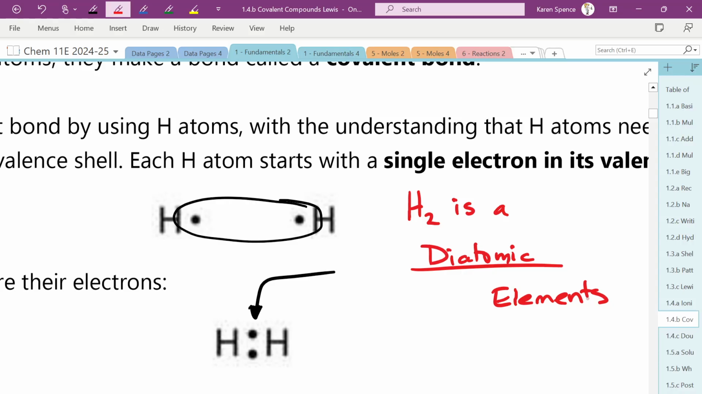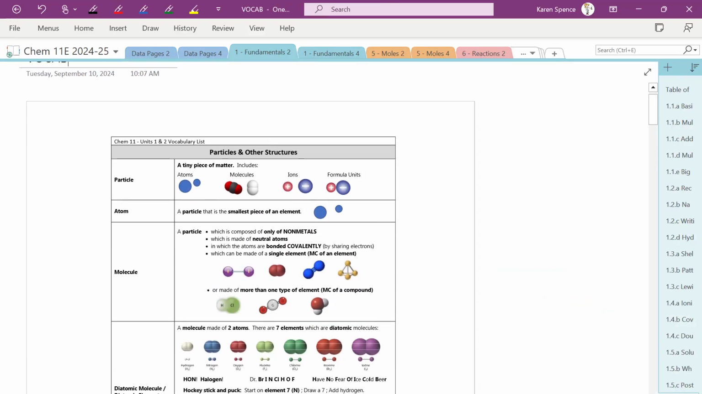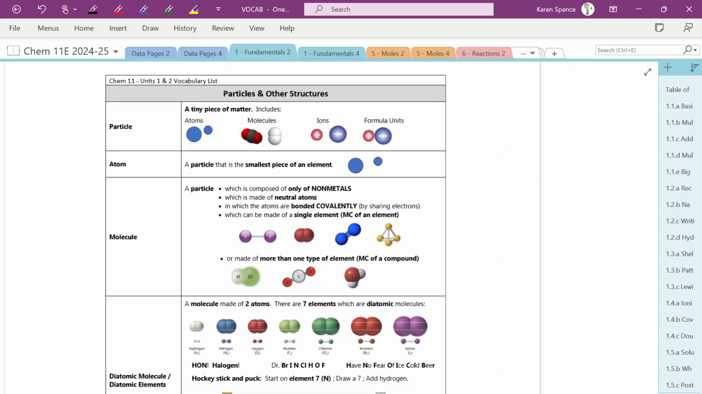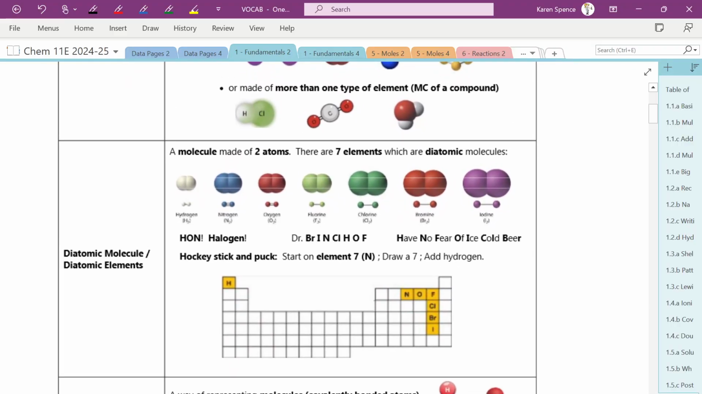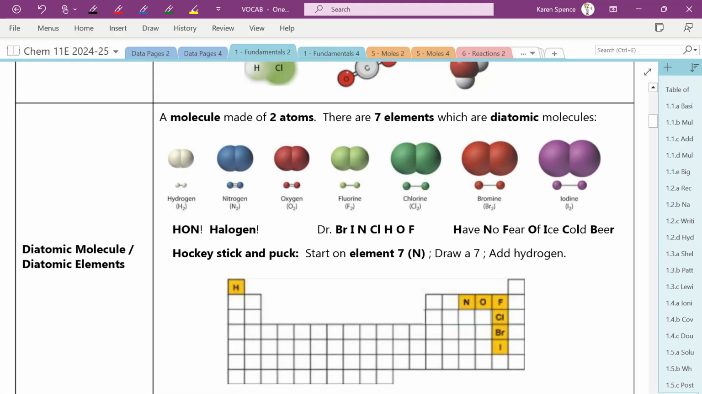Okay, and for Thursday's quiz, you actually do need to know your diatomic elements. Okay, now, does anyone need a quick refresher on who the diatomic elements are? Yes, okay. So if you have your vocab list, which is that big, long one, and it looks like this. And if you don't, there are probably some extra copies over in the corner there. The diatomic molecules, there are 7 of them, and there are several ways to remember it.